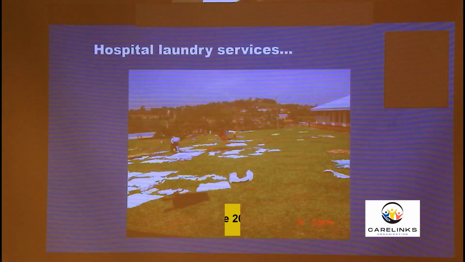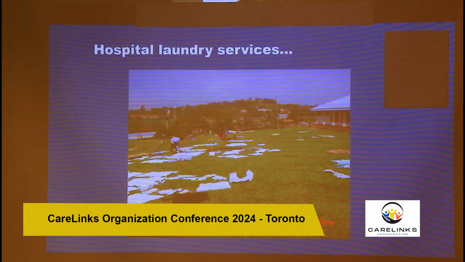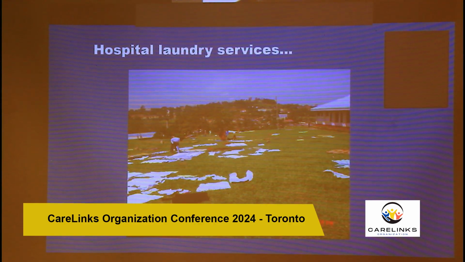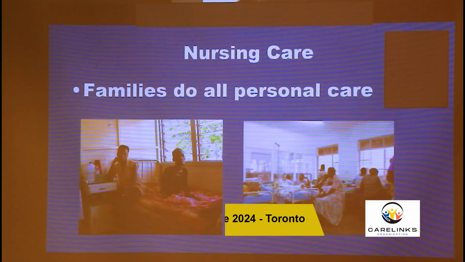This is an example in Uganda. This is the families of the patients who have to provide all the bed linen and blankets, doing the laundry and laying it out on the lawn outside Malago Hospital for drying. This is a common scene that you see throughout Africa. So the families are responsible for the laundry and linens of the patients. They do all the personal care as well too.